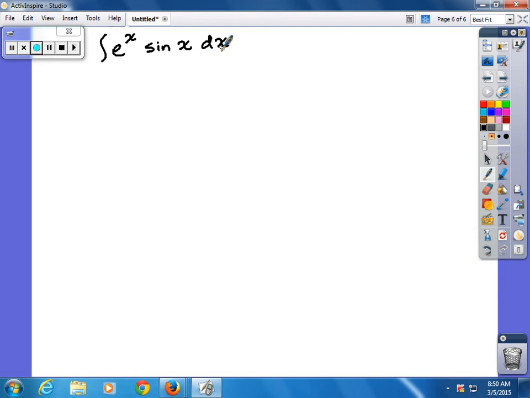Always make e to the x dv because that's easy to take the integral of. Kind of a hint.